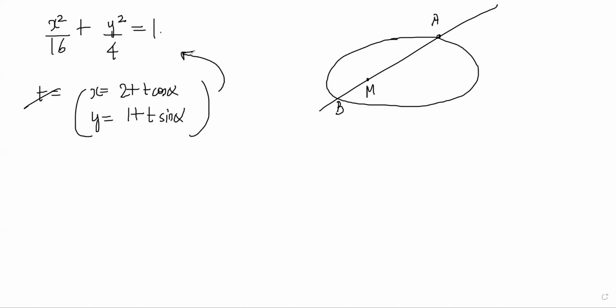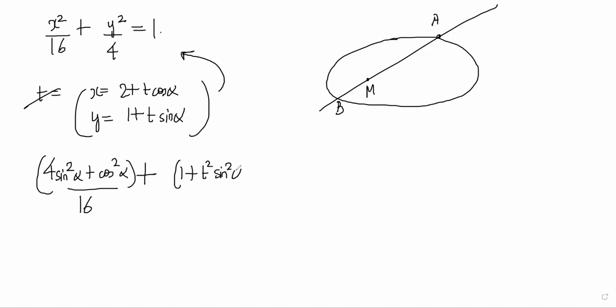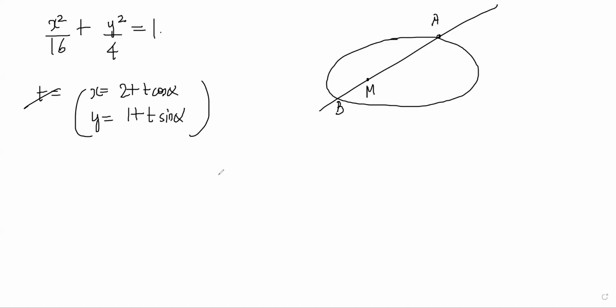ellipse equation, what we get is basically this, 4 sine square alpha plus cos square alpha by 16 plus 1 plus t square sine square alpha. Okay, I have to put it properly. Let's first simplify this equation.